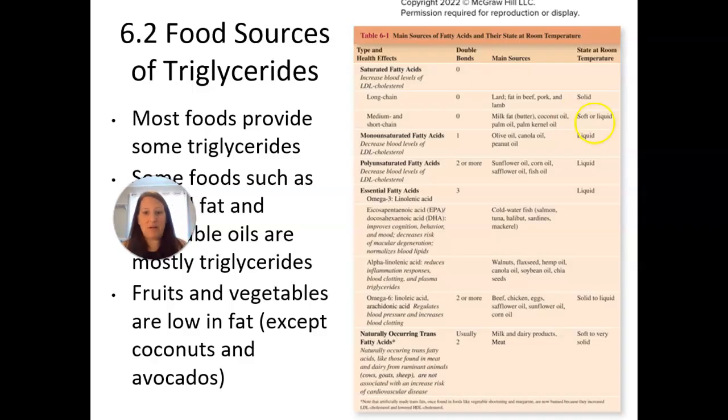For example, if we go down one, monounsaturated fatty acids have been scientifically shown to decrease levels of bad cholesterol, so LDL. Again, they are monounsaturated, which means that there's one double bond in the fatty acid chain. Main sources are things like olive oil, a very healthy oil, canola oil, which is a seed oil, and then peanut oil. Again, healthy vegetable oils, monounsaturated. They are going to be liquid at room temperature.